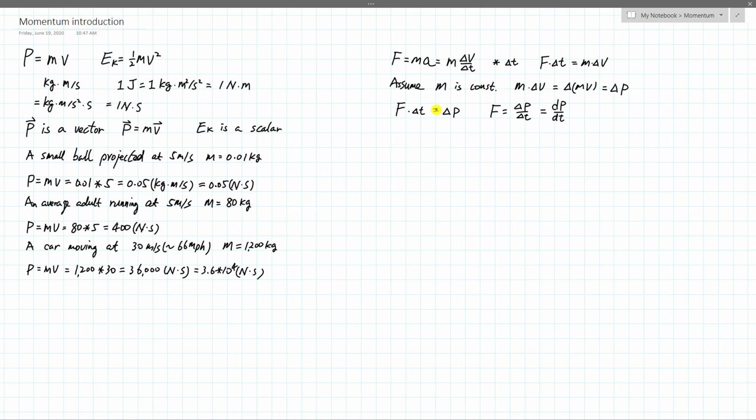In later videos, I'll explain how to make use of momentum in situations such as collisions and so on, so that we can find out that momentum can actually be quite useful when kinetic energy is not able to help us get our answers. Thank you.